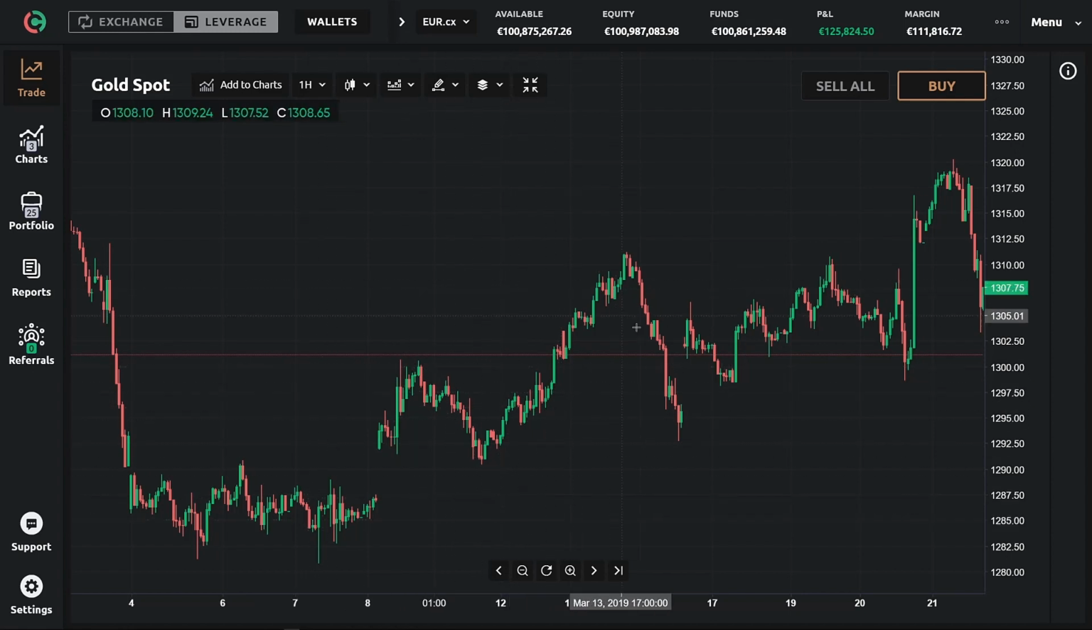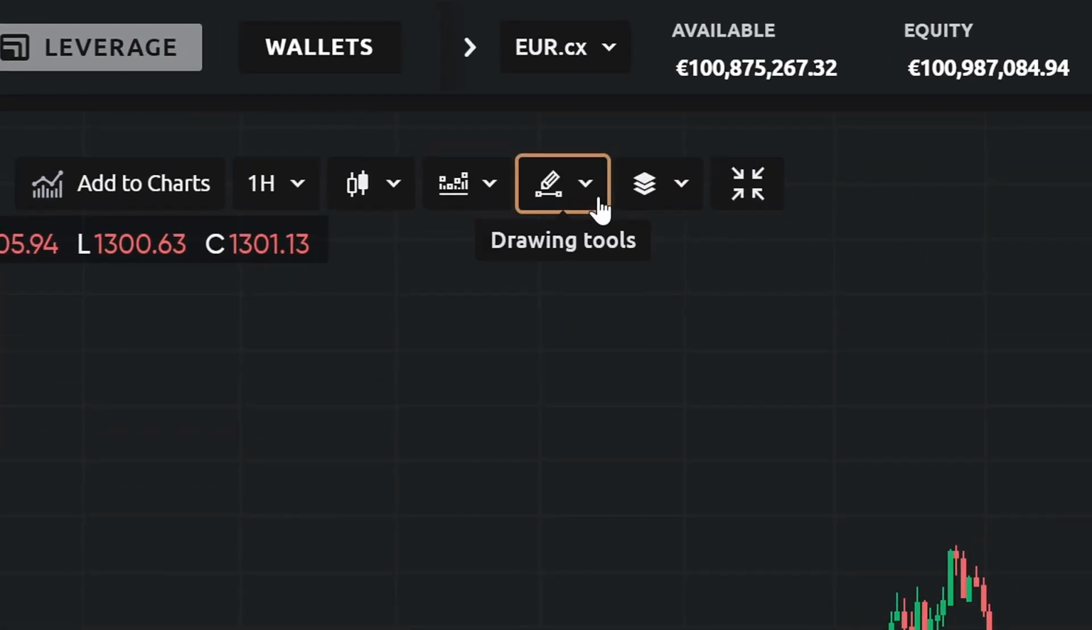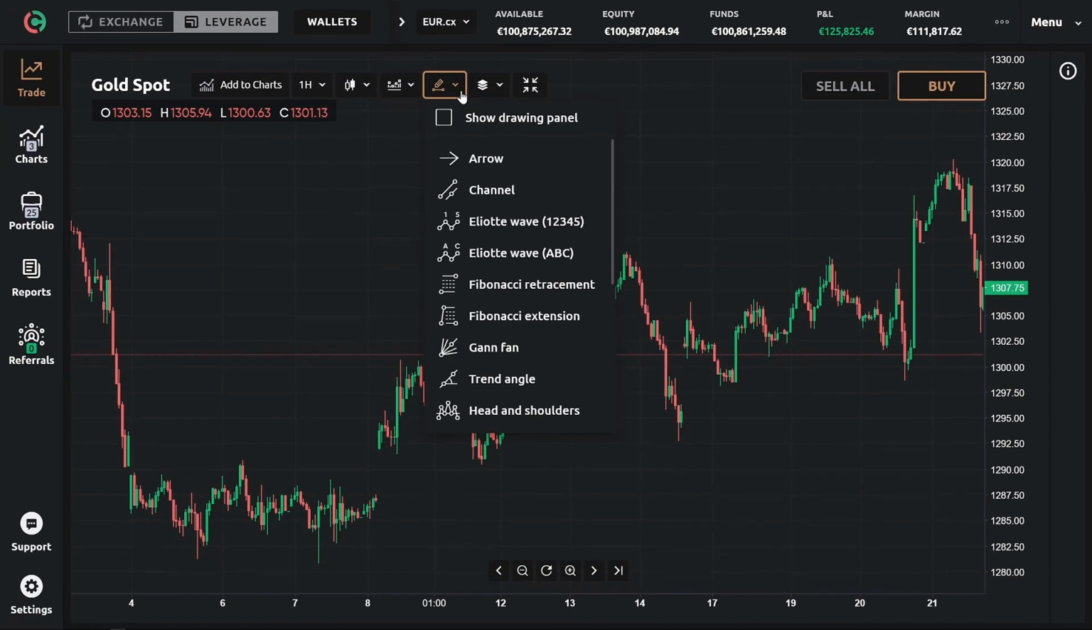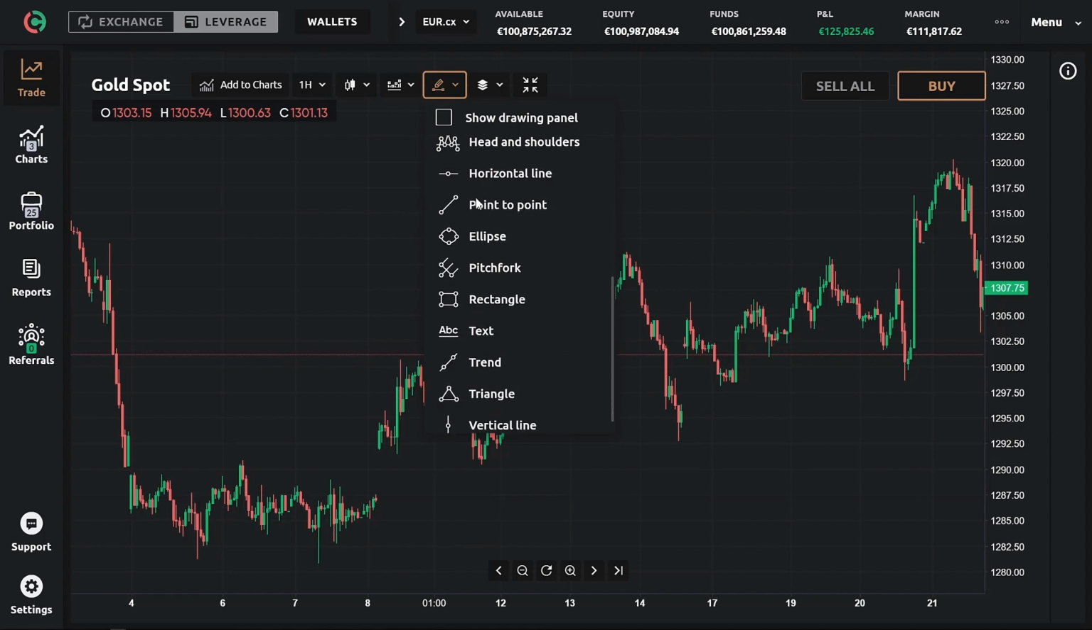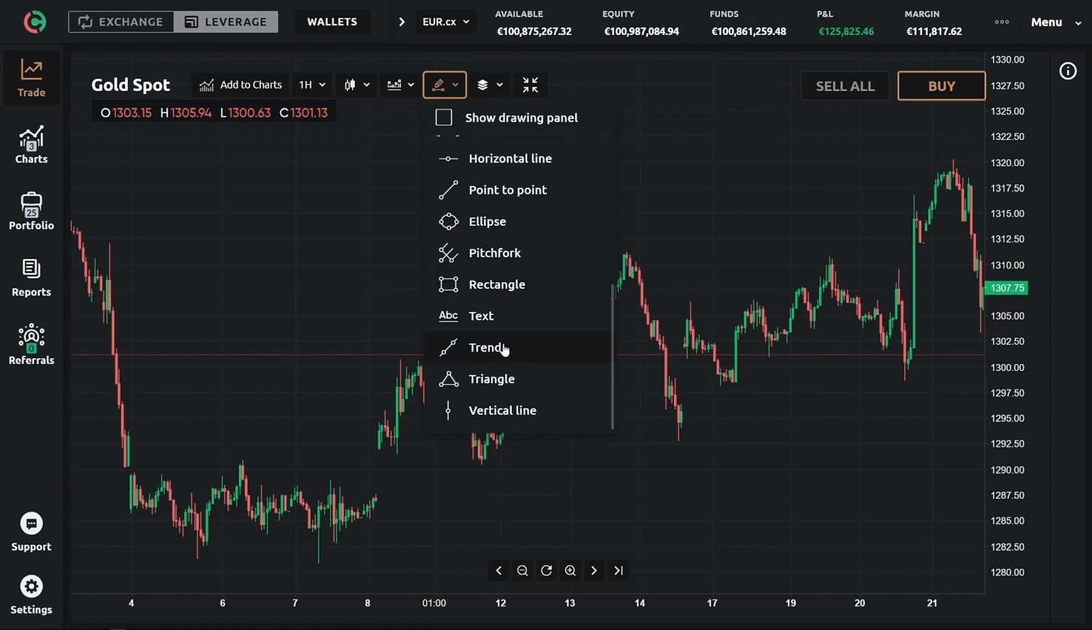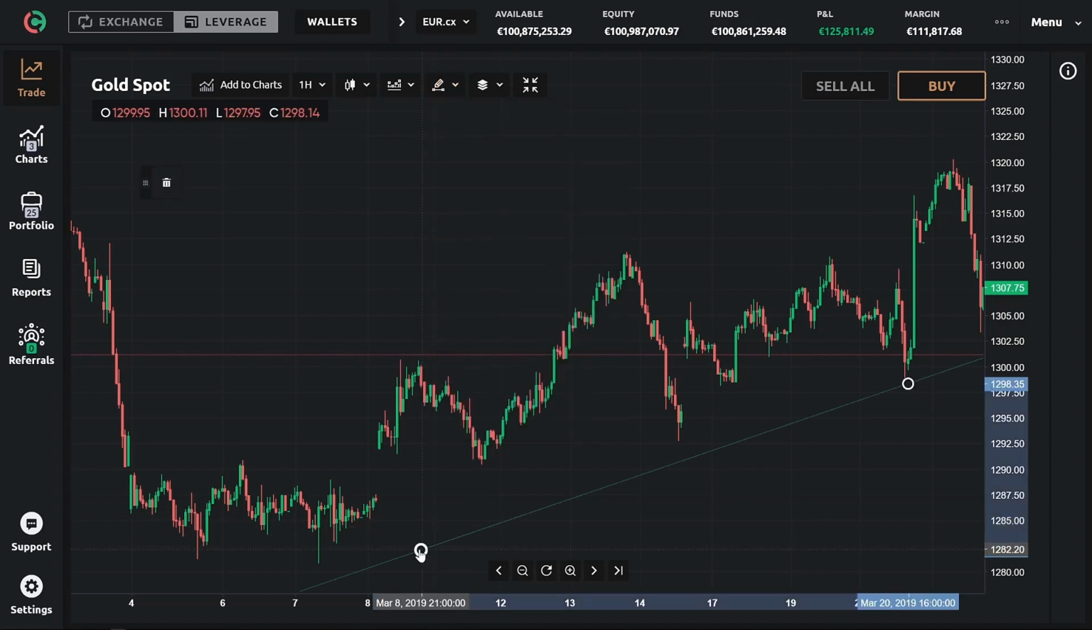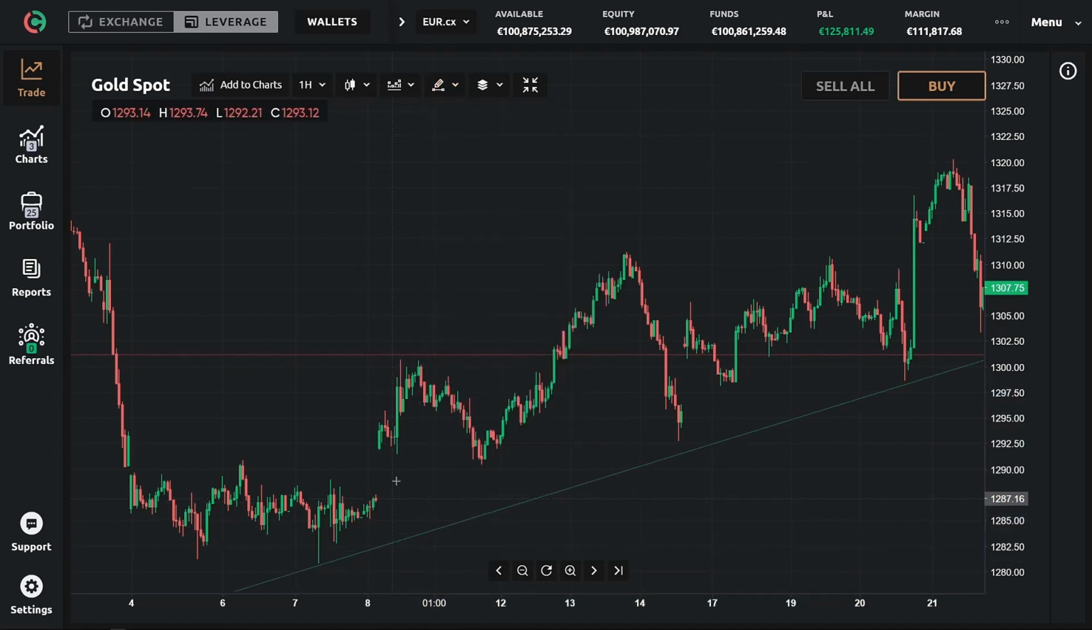I think we do have an uptrend going on. We've got higher highs and we've got higher lows. Let's just pick up on that and draw a trend line by accessing the drawing tools up here. So we'll click down, and what I want is trend. So I'll pick on that and draw the trend on the chart. So there's our trend line.